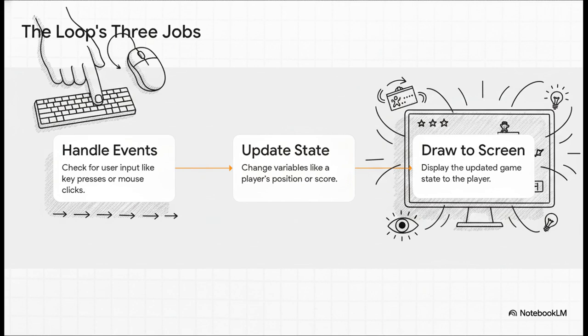First, it handles events. It's always checking: did the player press a key? Did they click the mouse? Second, it updates the game state. That means changing things, like moving a character across the screen or adding points to the score. And third, it draws everything to the screen, showing you the brand new picture based on all those updates.